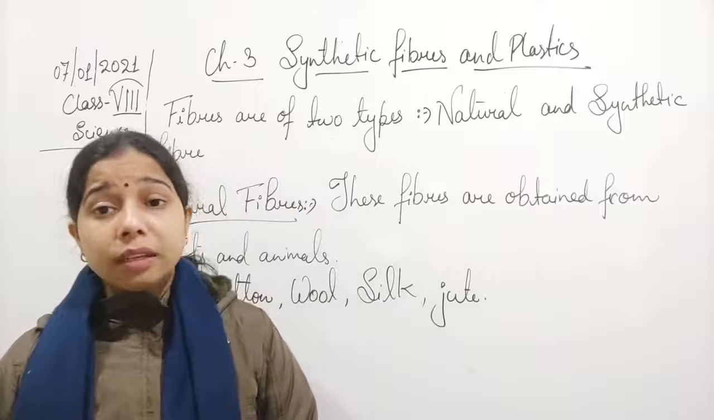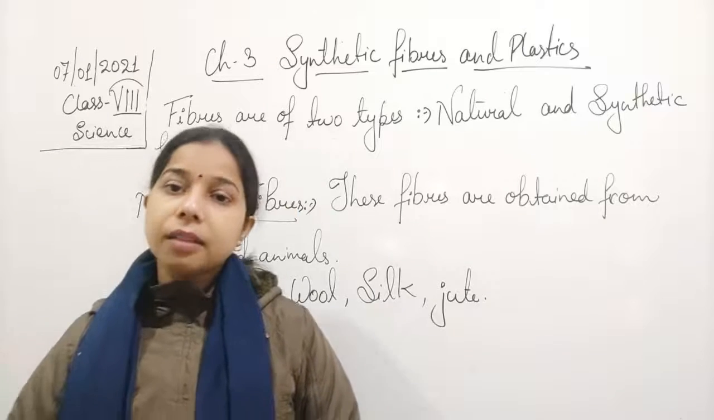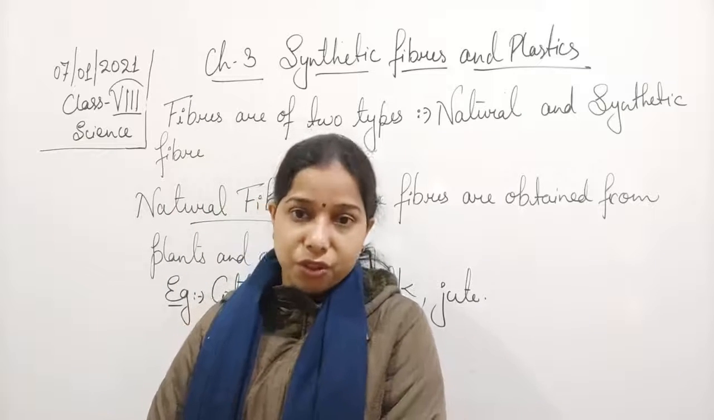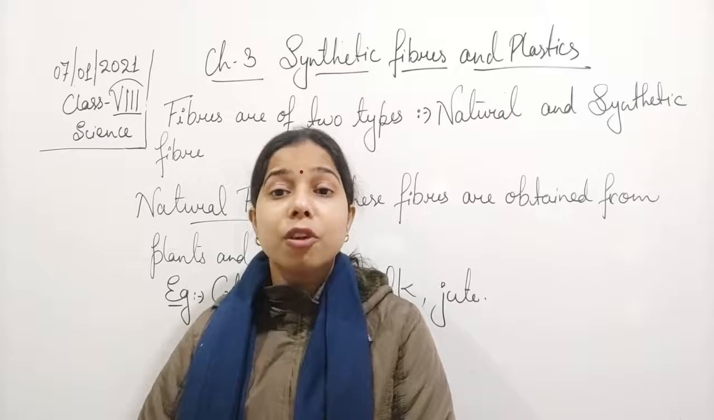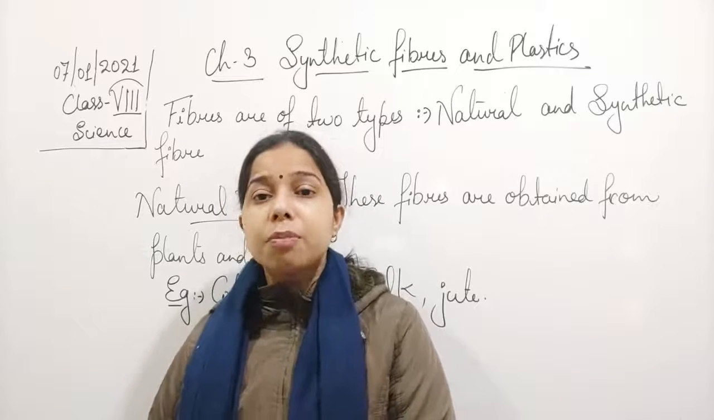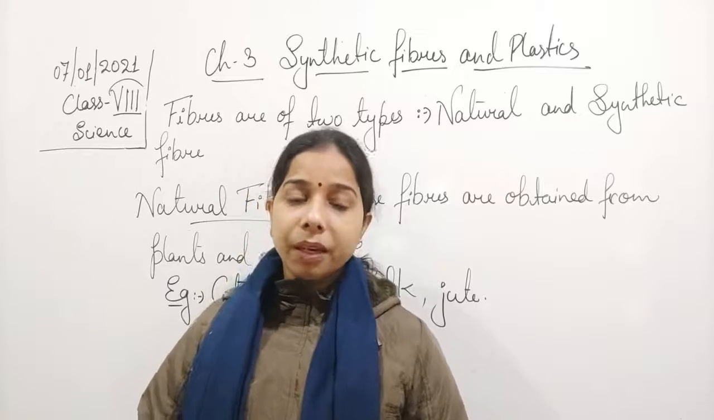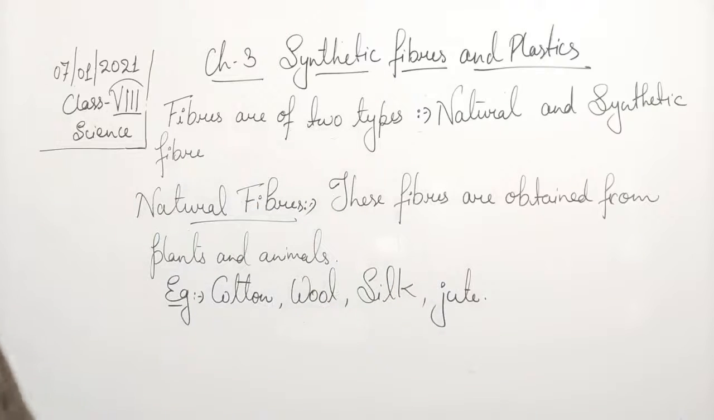Now the next one is the synthetic fiber. So what do we understand by the synthetic one, students? It means we can also say it is a kind of artificial. Artificial, it means what? Which is not obtained from nature, but actually it is prepared by man itself. It means we can say it is obtained through chemicals. Okay, so we can write it.